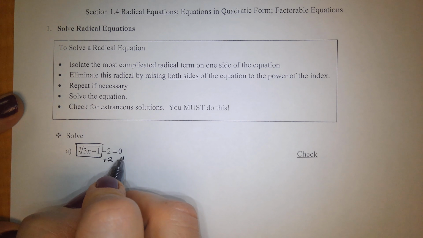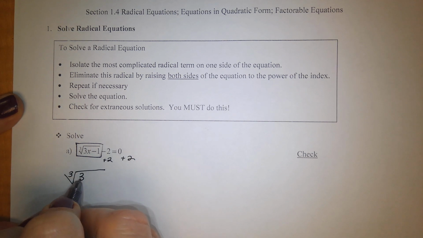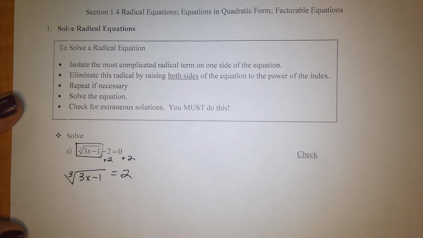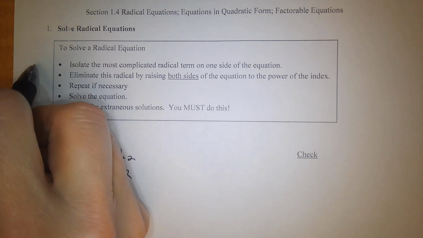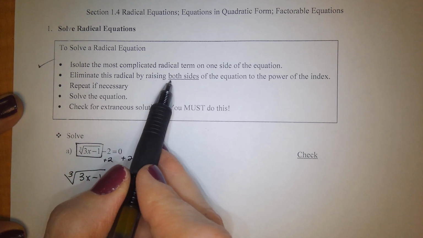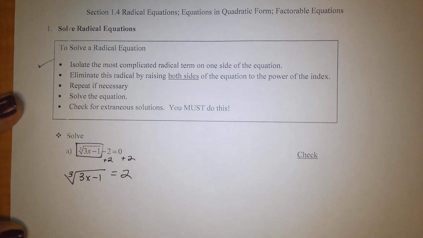So that means I must add the 2 to the other side. So isolating this radical means getting that radical all by itself on one side of the equation. Next, eliminate the radical by raising both sides of the equation to the power of the index.